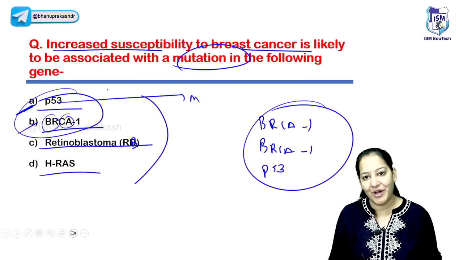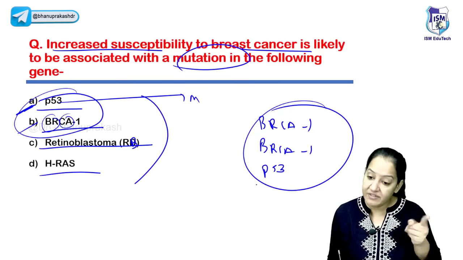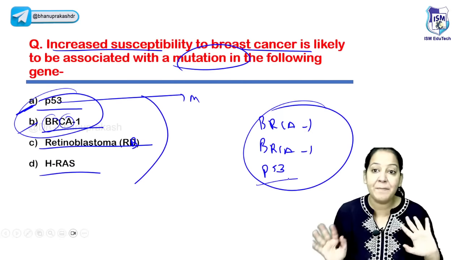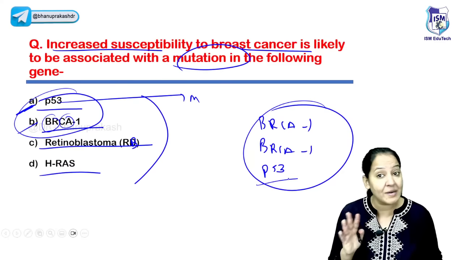How many of you got it? No, all of you are wrong. B is not the answer. The correct answer is A. P53 is the most common gene which is mutated and leads to breast cancer. I am not saying BRCA1 is not leading to it. I am saying it is also mutated and leading to breast cancer, but the most common is not that.